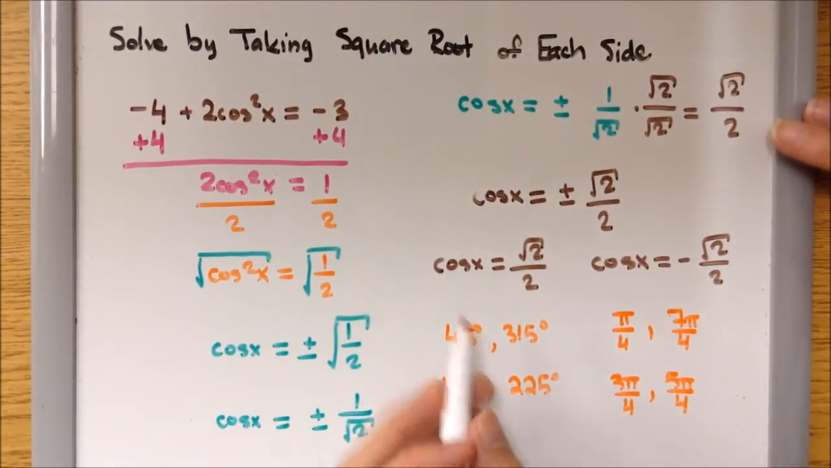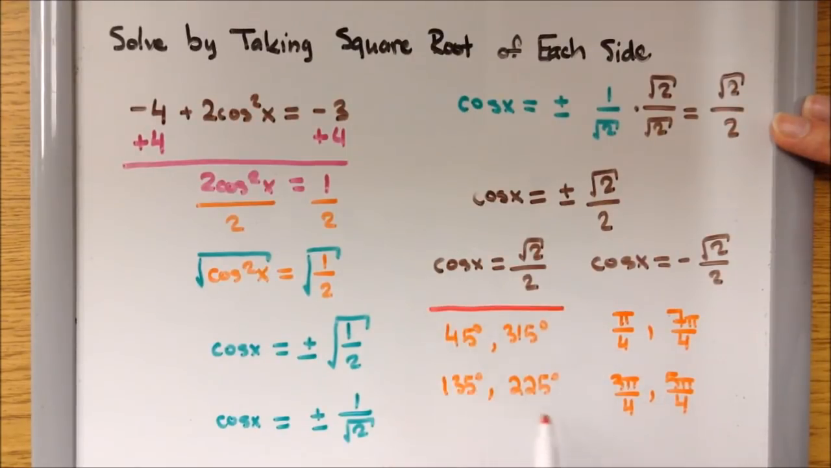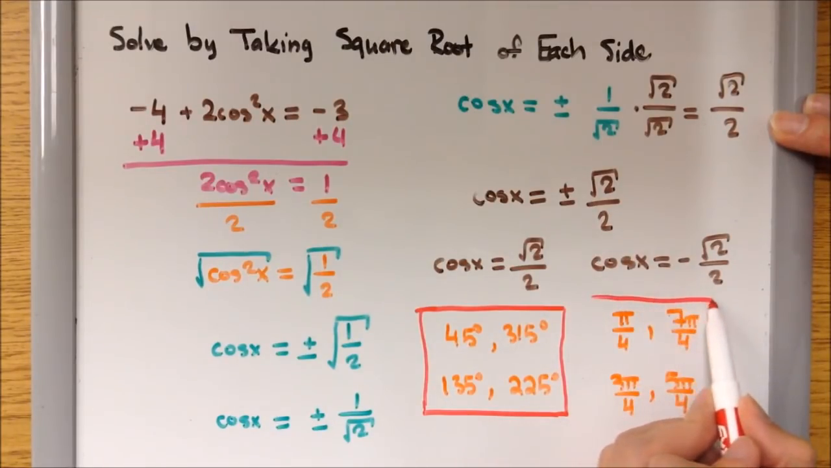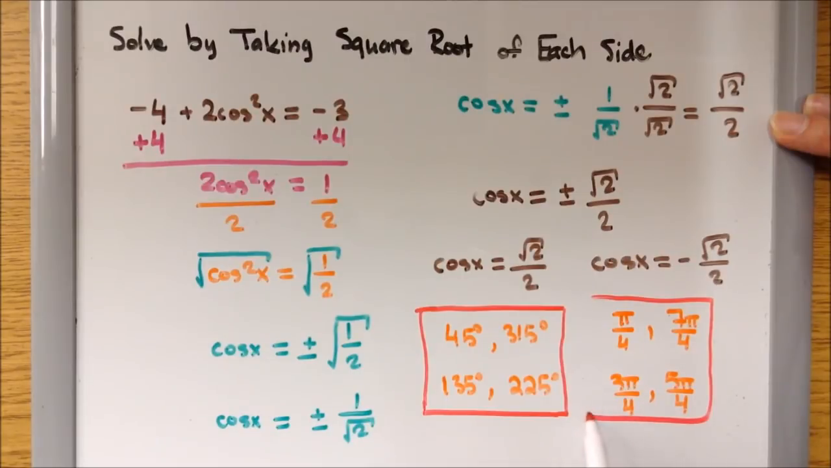So if I ask you in degrees, it's these four: 45 degrees, 315 degrees, 135 degrees, and 225 degrees. Now, if I ask you for radians, it would be pi over 4, 7 pi over 4, 3 pi over 4, and 5 pi over 4. Now the order does not matter as long as you have all of them. If you don't, then you would lose partial credit, say if this was on a given test or a given quiz.